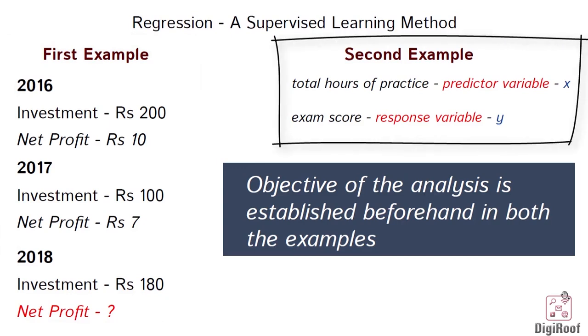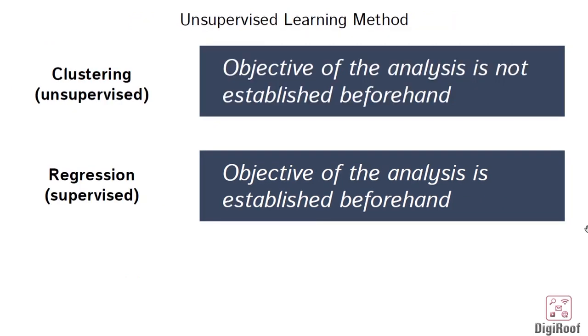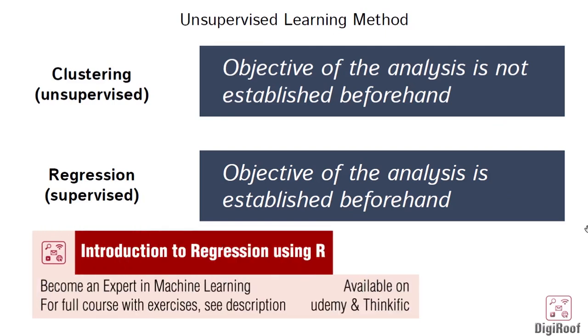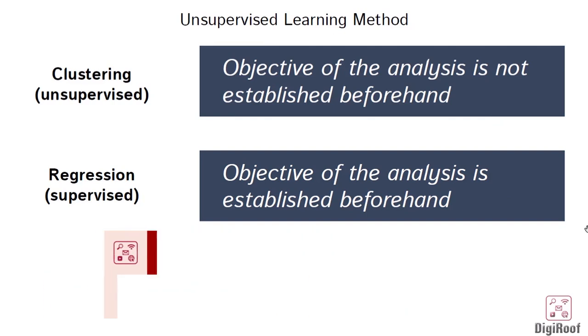Similarly, in the second example, we were looking at estimating the total scores in an exam based on total hours of practice. Here also we were clear about the objective of the analysis since the very beginning. Imagine that you are given data without any clear direction about the objective of the analysis. You are then expected to work with the data to arrive at possible directions in which we can direct the data analysis. Such methods come under unsupervised learning methods. We will cover clustering, which is an unsupervised learning method, in a separate course. As far as this course is concerned, we will only focus on regression, which is a supervised learning method.